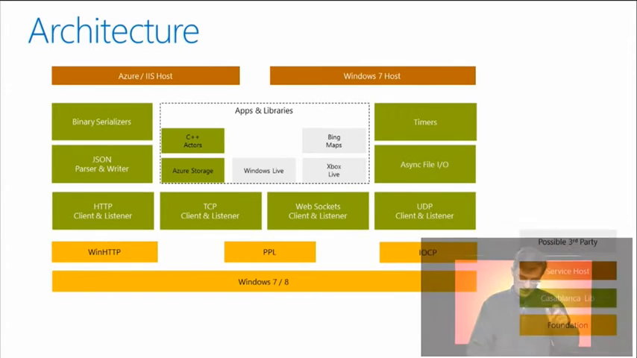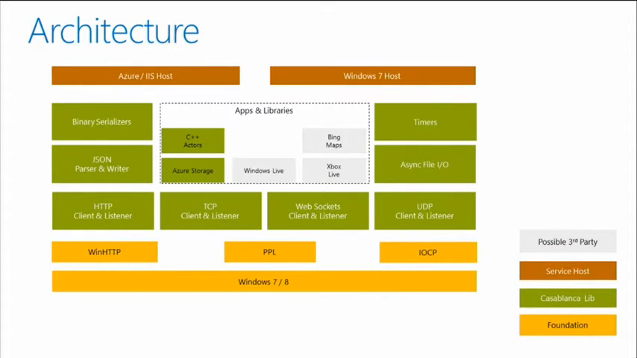The architecture of Casablanca, which is really just a block diagram of the pieces that we put into this library, is like this. We have a bunch of pieces at the bottom that are yellow here, which is like the foundation. These are things in Windows and other libraries, like PPL, the Parallel Patterns Library that we are shipping in Visual C++, and I/O completion ports, things that are already there in the Microsoft platforms.